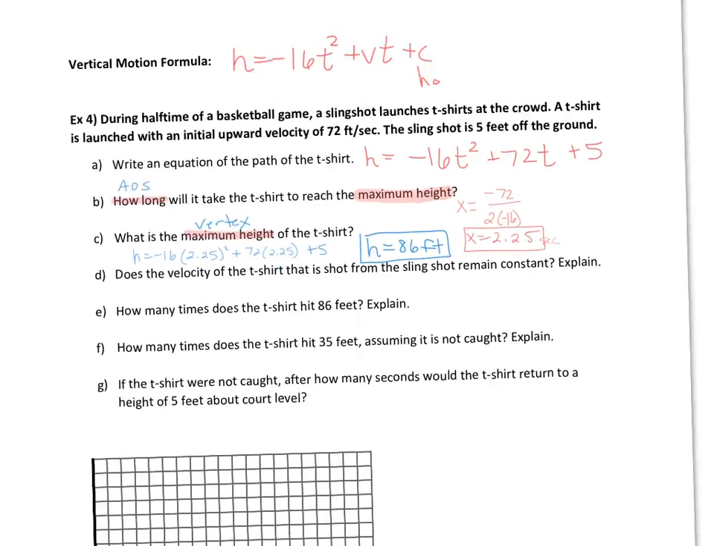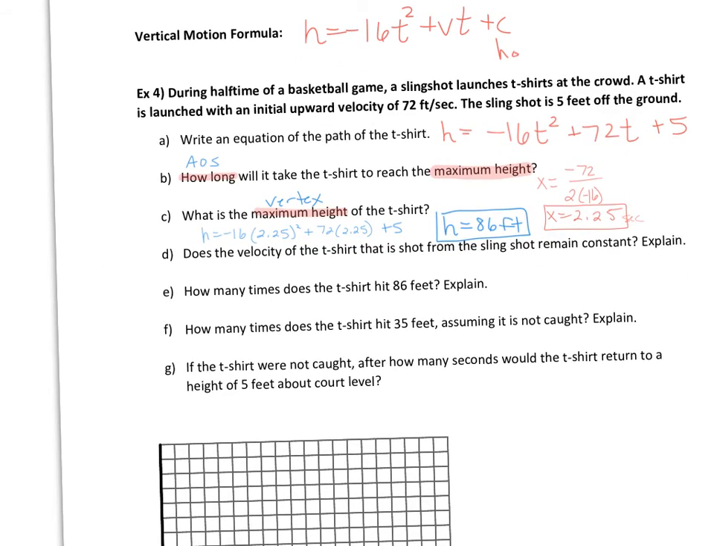Okay, so what this is saying is, think about it: 2.25 seconds is when it reaches its max height, and your max height is 86 feet. Our next question here, D, does the velocity of the t-shirt that is shot from a slingshot remain constant? The answer is no. It will change a little bit because of gravity when it's pulling it down.